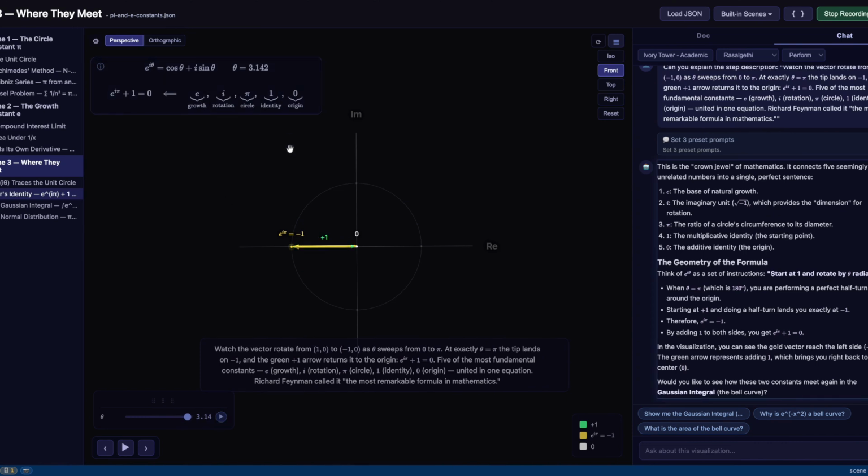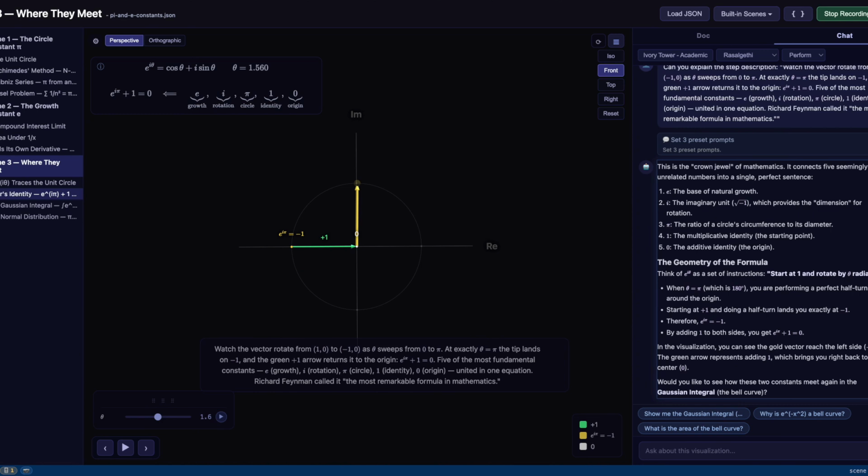One might describe Euler's identity as the, shall we say, apogee of mathematical elegance. It presents a profound unification, linking 5 seemingly disparate constants into a single, harmonious statement. First, e, the base of natural logarithms, the foundation of exponential growth. Second, i, the imaginary unit, the square root of -1, which furnishes the dimension requisite for rotation.